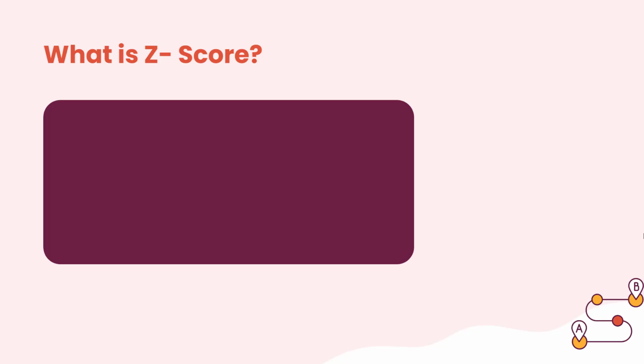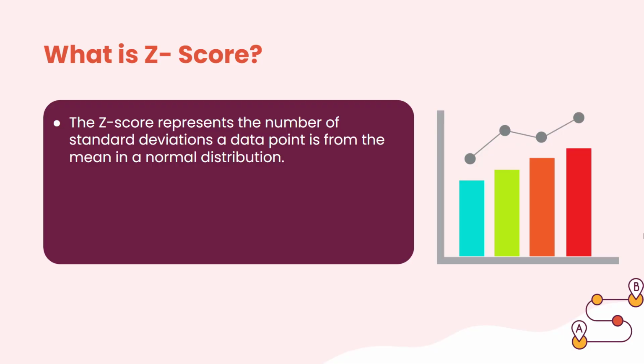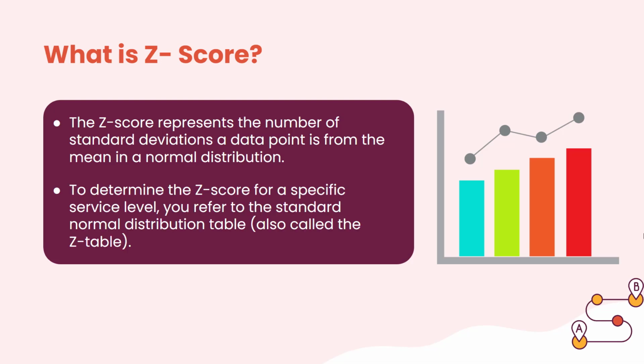Now let us see what z-score is. The z-score represents the number of standard deviations a data point is from the mean. To determine the z-score for a specific service level, you refer to a standard distribution table, also called the z-table, which we will look at in the upcoming slides. To know more about normal distribution and z-score, you can refer to the text chapter given.